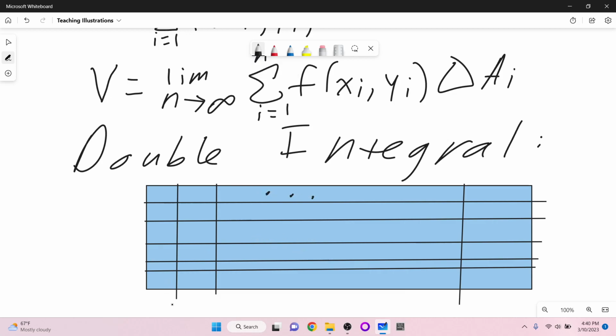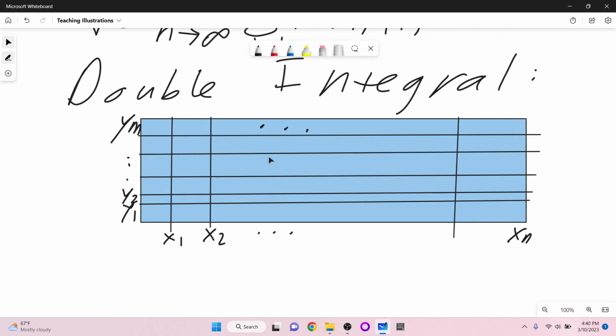And we'll label these x1, x2, ..., xn. And then y1, y2, ..., ym. And so you can imagine this thing is this. There are m rows and n columns. So the total number of blocks is n times m.